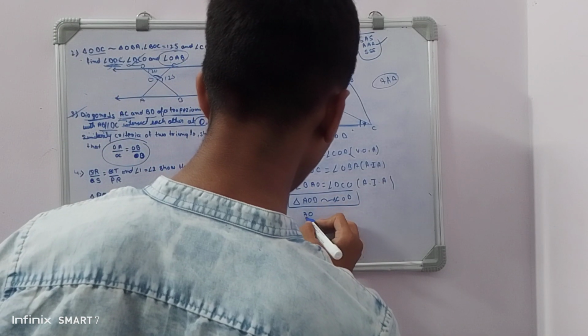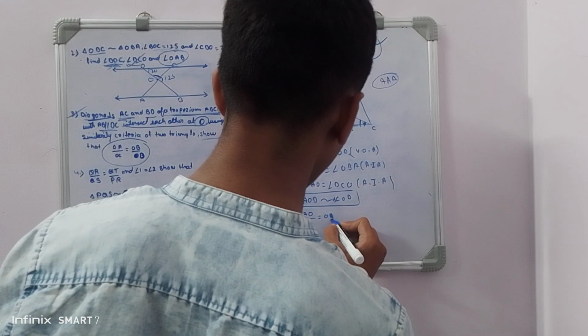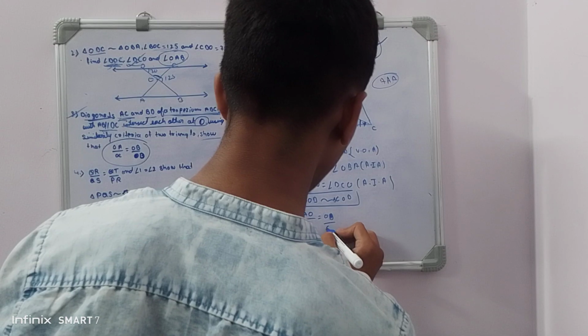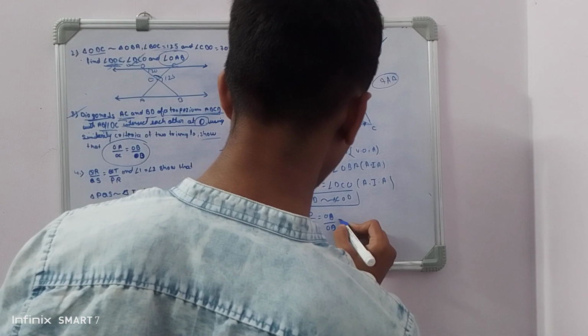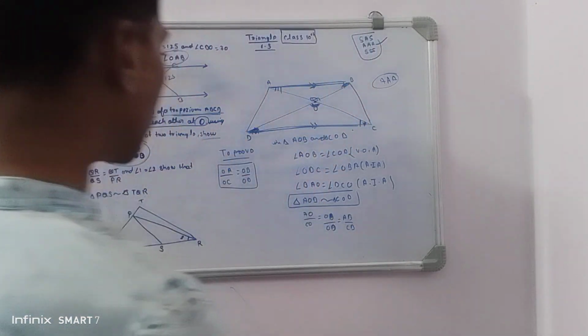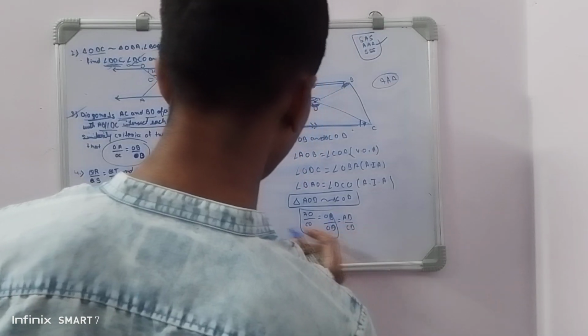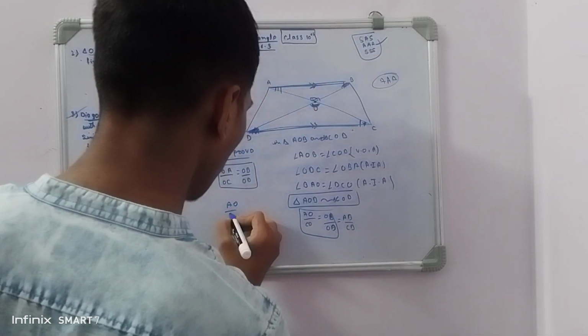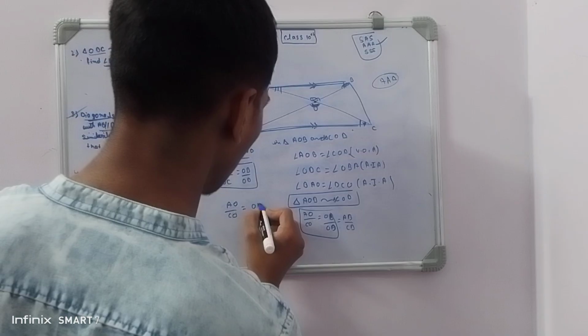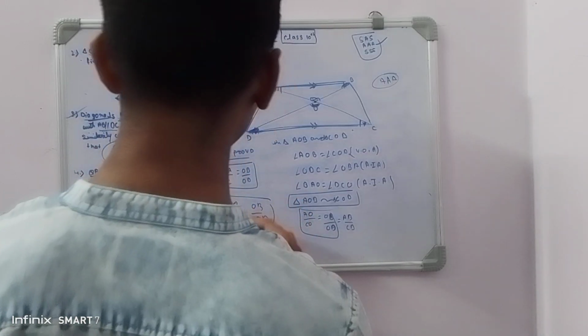As we get that triangle AOB is similar to COD, using BPT you can write AO by CO is equal to OB by OD and AB by CD. So when you see this part, AO by CO is equal to OB by OD, and this is what we had to prove.